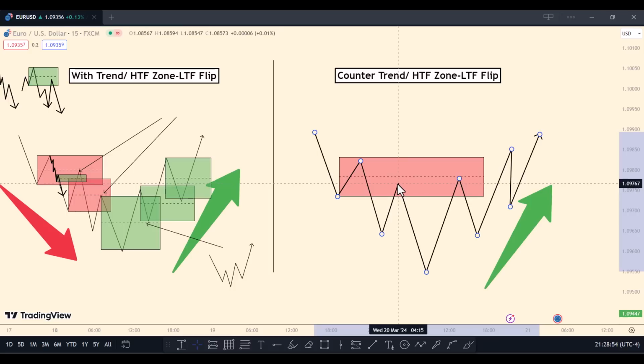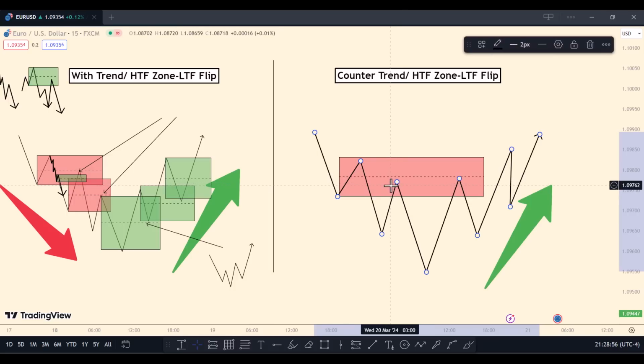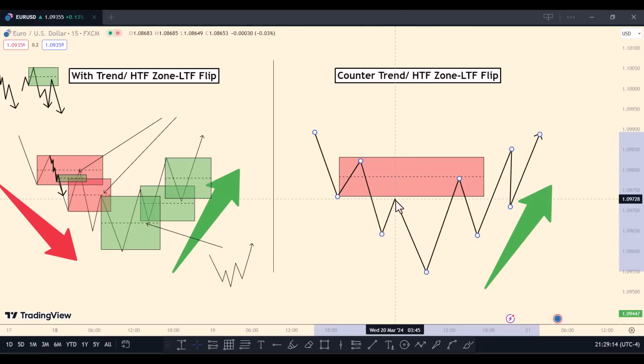So as you can see here, this zone here has been mitigated. We have a low, creating a low, and then retracing to this zone, and then trading lower. So this zone has been mitigated, but I prefer this, right? This zone has never been mitigated, and this will be a solid setup right here.